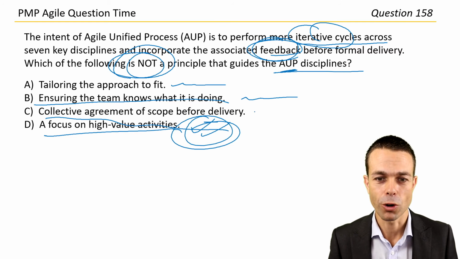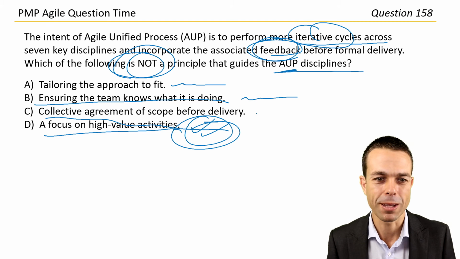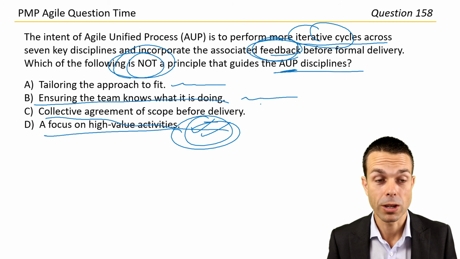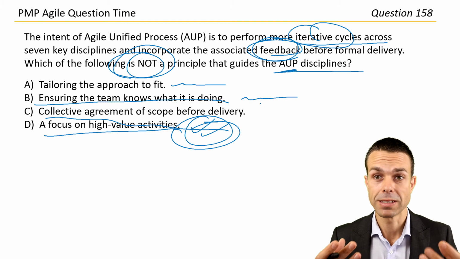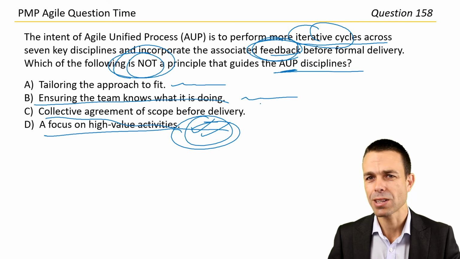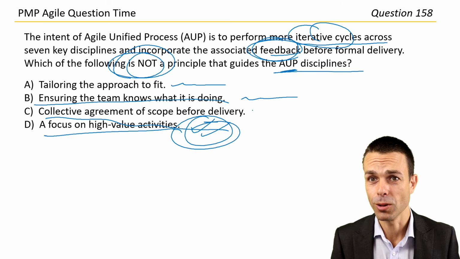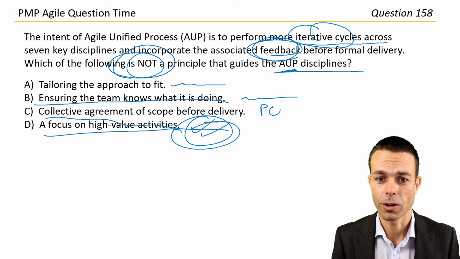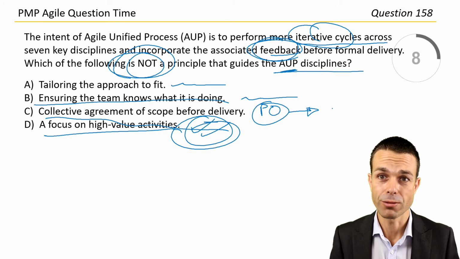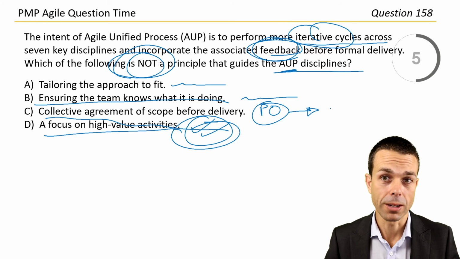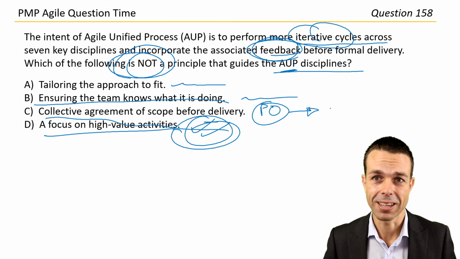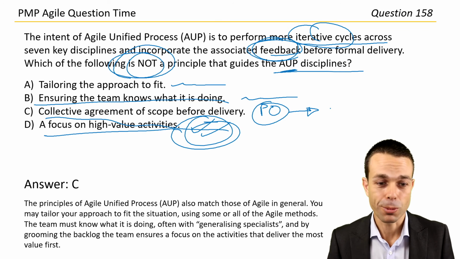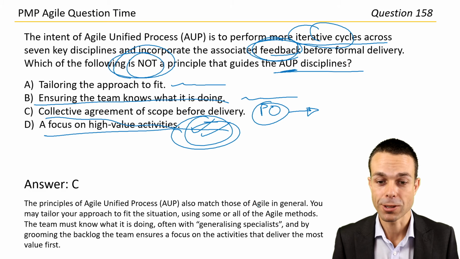Collective agreement of scope. That's the only one that really stands out for me because believe it or not, everyone doesn't have to agree, but we do have to basically talk about it and discuss it. And especially for scope, it's more up to the product owner role. So I think as long as we've got product owner arranging that scope, and this is before delivery, the team is there to deliver. Gosh, this is a tough one, but I'm probably going to say the standout is answer C here.